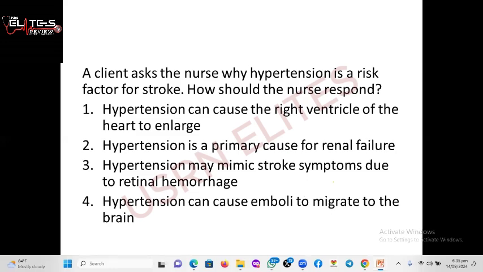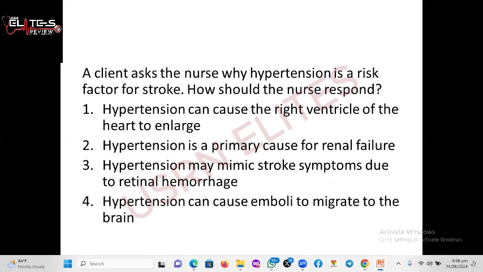A client asked the nurse why hypertension is a risk factor for stroke. How should the nurse respond? We'll do one or two, then we'll end it there and move ahead to the next part of what we have for today. So we have: hypertension can cause the right ventricles of the heart to enlarge. Hypertension is a primary cause for renal failure. Hypertension may mimic strokes due to retinal hemorrhage. Then hypertension can cause emboli to migrate to the brain.